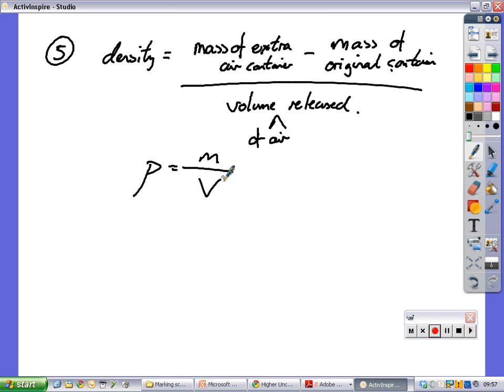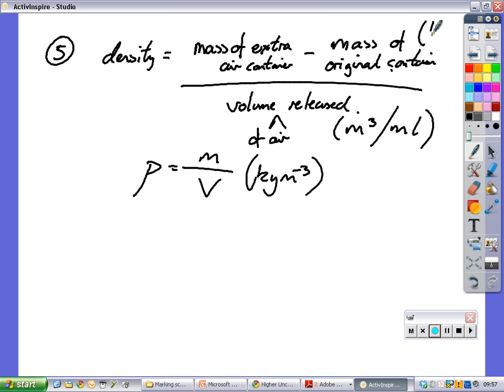And you get your answer in kilograms per meter cubed. Make sure that you keep your volume as meters cubed or millilitres, and make sure you keep the mass as kilograms. Millilitres is centimetres cubed. Okay, so what is meters cubed in litres? A millilitre is a centimetre cubed.